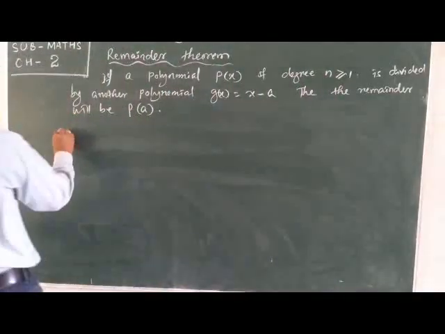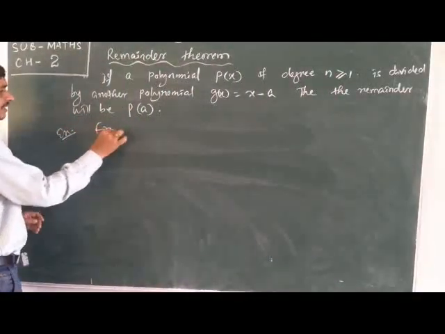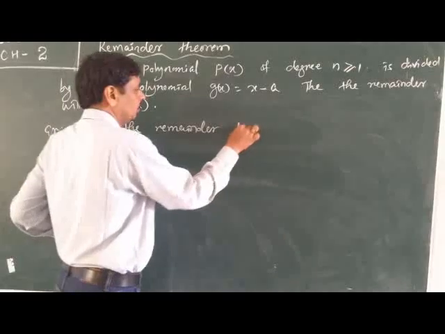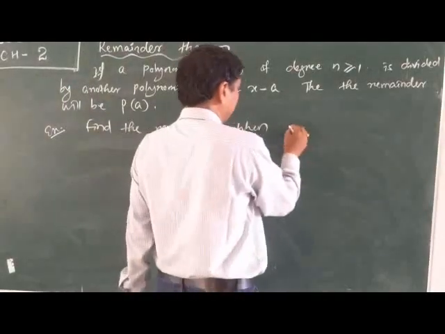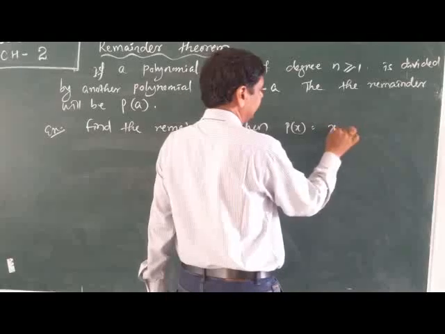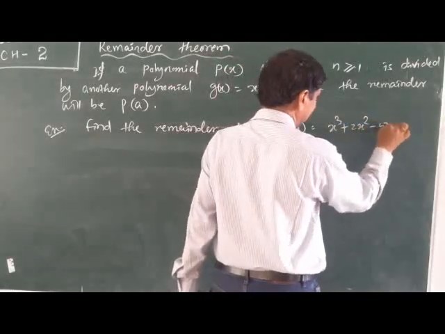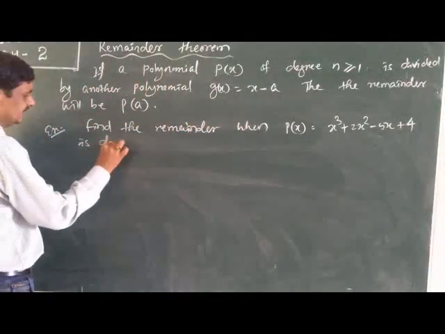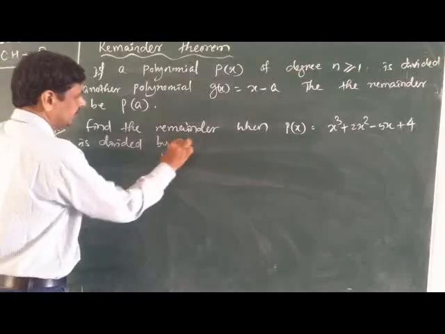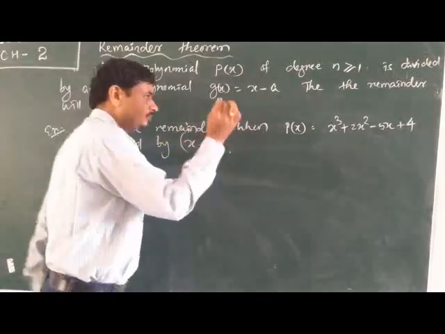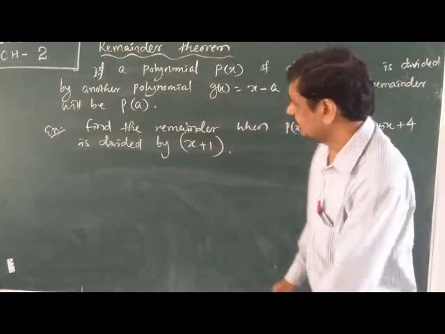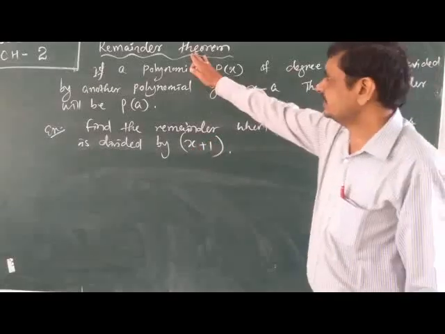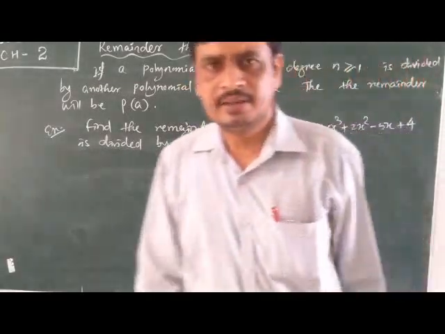Let's take an example. Find the remainder when the polynomial x cube plus 2x square minus 5x plus 4 is divided by x plus 1. By using the long division method, we can divide this polynomial by x plus 1, and also by using this remainder theorem, we can find the remainder here.